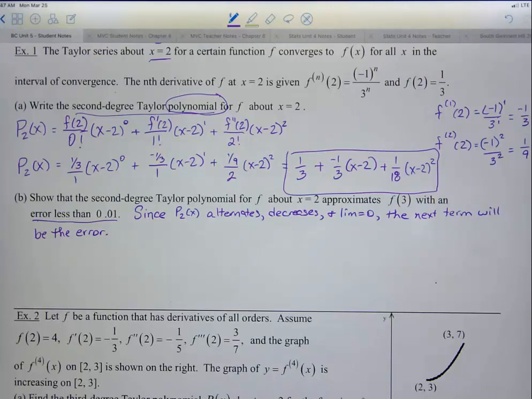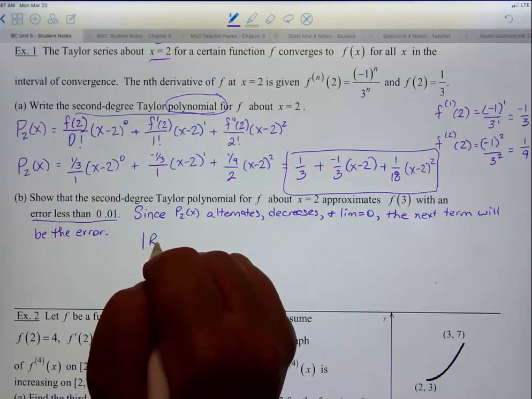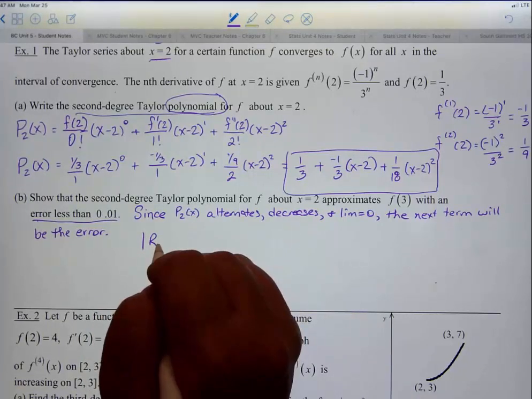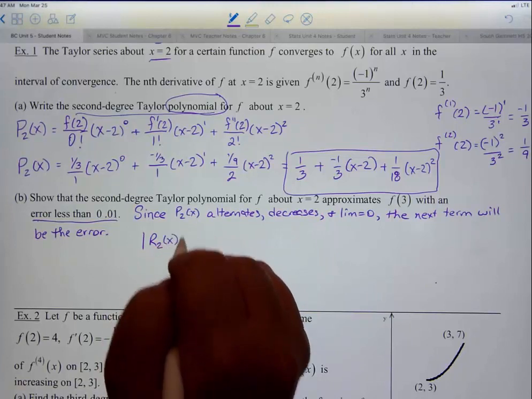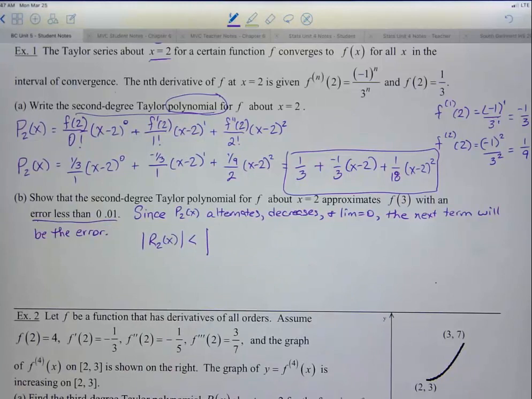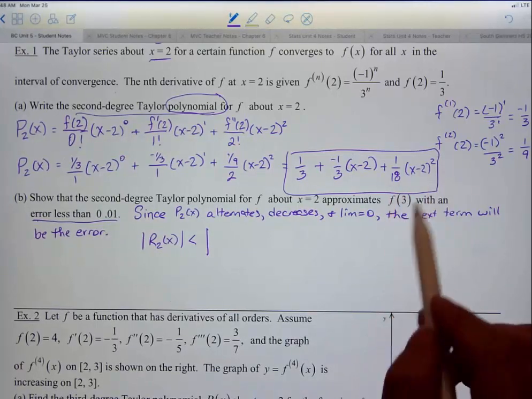All right. So you can use, again, the same terminology that we used for LaGrange for the alternating series. So R2 of x, the absolute value, is going to be less than the next term in the sequence, or in the series, excuse me. So here is the last term that I just made right here.